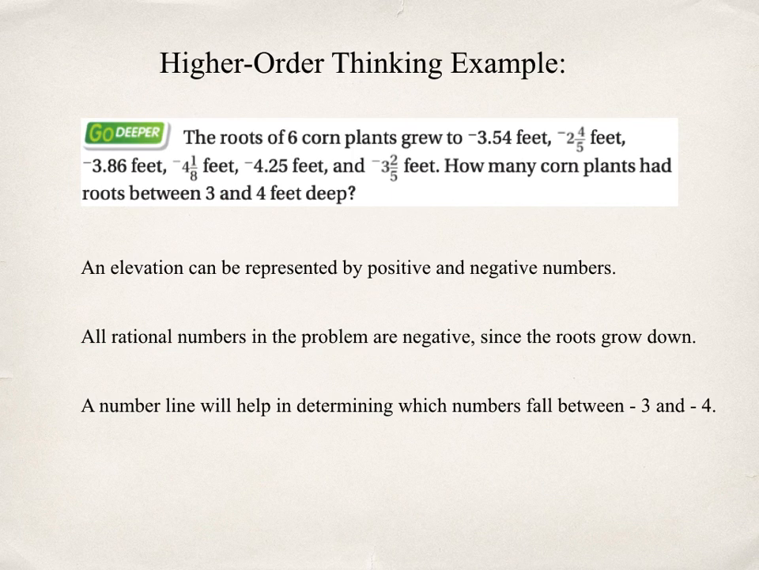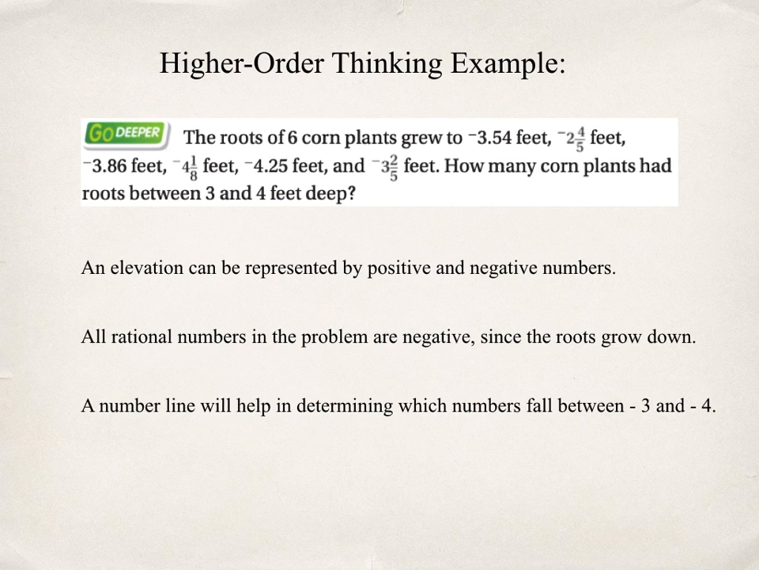Let's look at a higher order thinking example. The roots of 6 different corn plants grew to different elevations. How many corn plants had roots between 3 and 4 feet deep?